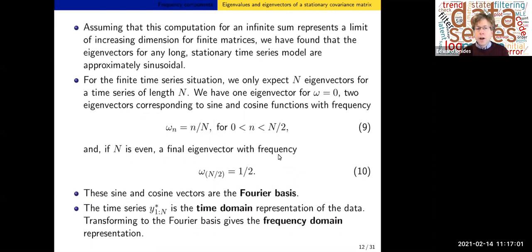So we now have the time series data, which is called the time domain representation of the data. And if we just change basis to this Fourier basis, we get what's called the frequency domain representation of the data. They're really just different ways of looking at the same thing, and they're convenient for different things. And we want to learn to use both ways of looking at the data.